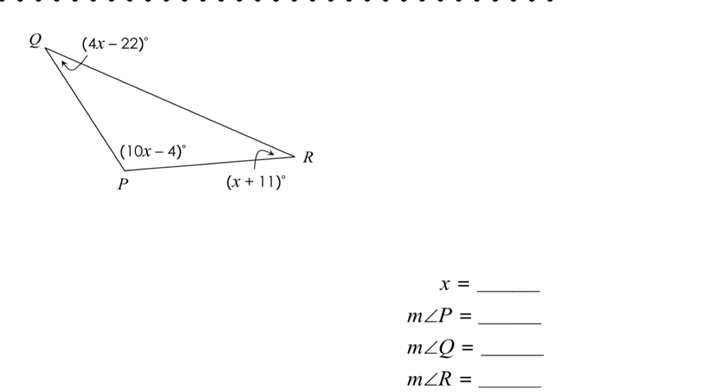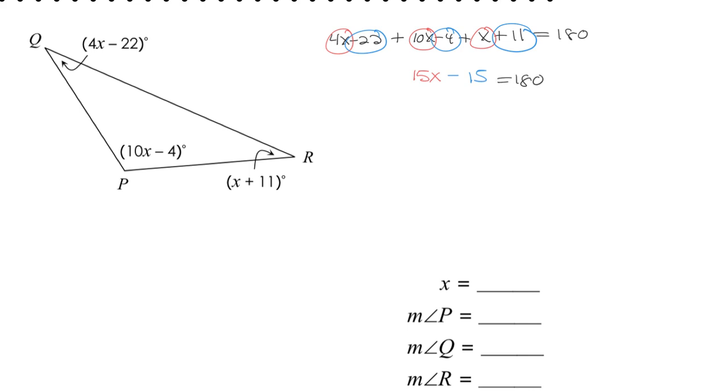All right, so you're going to do the same exact thing here. Add up all of your three angles and set them equal to 180. So we have 4x minus 22 that we're going to add with the next angle, P, 10x minus 4. And then we're going to add it with angle R, which is x plus 11, and it should equal 180. So just like last time, we're going to add up all the like terms. So 4x plus 10x would be 14x, plus 1x would be 15x. And then we have to add up negative 22 and negative 4 to give us negative 26. And then negative 26 plus 11 would be negative 15. And equals 180.